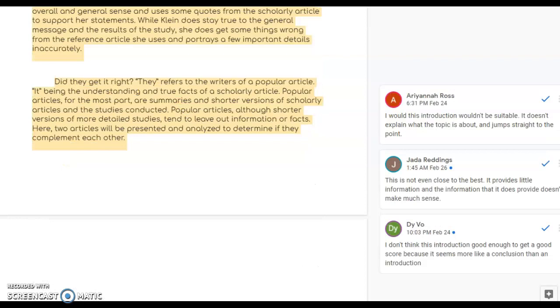Okay, I wanted to point out this one too. Again, this was identified as one that was problematic. "Did they get it right? They refers to the writers of a popular article, it being the understanding and true facts of a scholarly article." The problem here: lack of context. If you were to give this piece to someone who didn't have the assignment, they wouldn't have any idea why you were writing about this, okay?